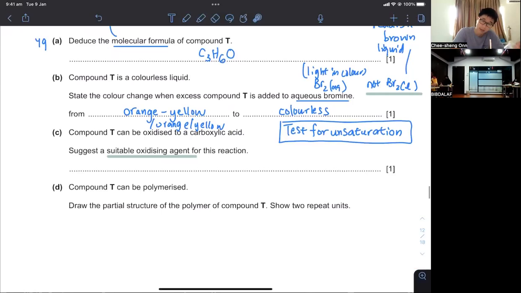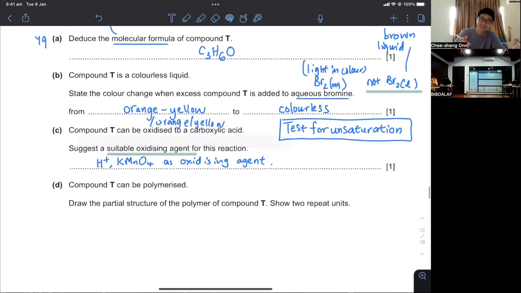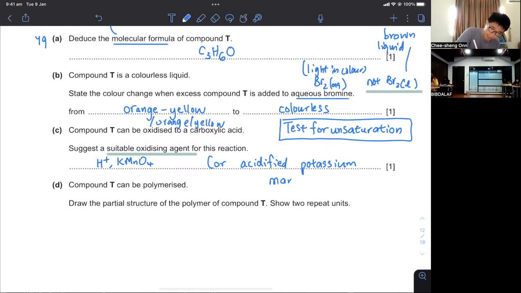They don't ask for the name. They don't ask for the formula. You can give the name, you can give the formula, but it has to be correct. It's this thing. Do you remember that? So that is the oxidizing agent. That is your purple color reagent. Or I can say, using your words, acidified. The H plus means acidified. And then the KMnO4 is potassium, and then there must be manganate. I leave it up to you, whether you like using the words or you like using the formula.